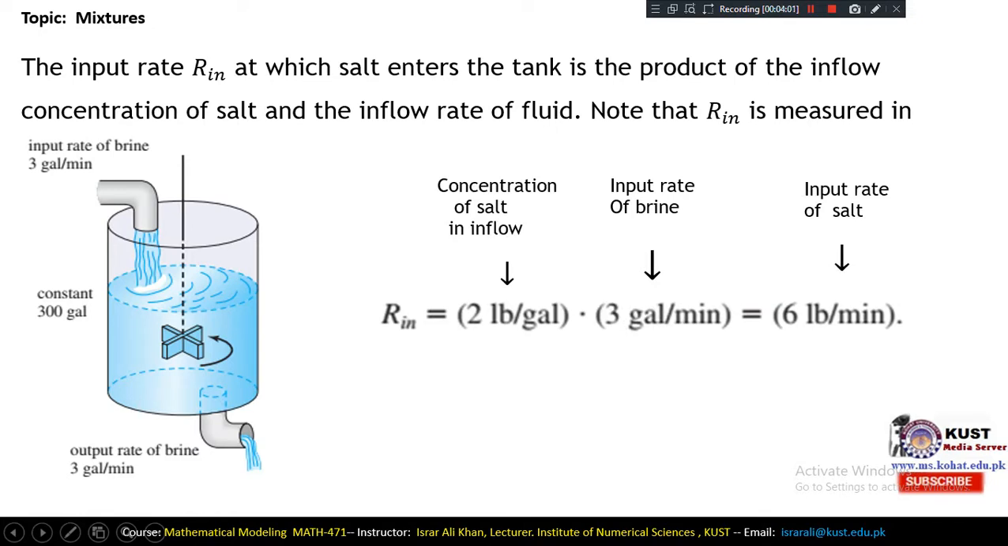And if we calculate the amount of inflow, the concentration of salt in inflow is equal to 2 pounds per gallon. Meaning every gallon contains 2 pounds of salt, and the rate at which solution is pumping into the tank is 3 gallons per minute. So with every minute 3 gallons of solution is pumping into that tank, and every gallon contains 2 pounds of salt. When we multiply these two, it becomes 6. It means with every minute 6 pounds of salt is entering into that tank.